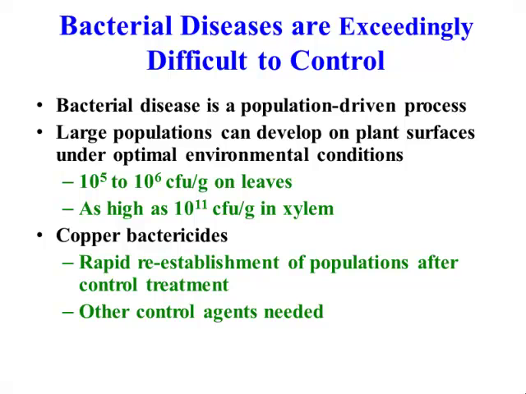Because the population sizes can be quite large. We can see 1 million bacterial cells per gram of leaf tissue, as high as 10 to the 11th, which is an astronomical number of bacteria in the xylem fluid. So that's the water-conducting tissues of the plant. So these bacteria can build up quite large populations. These large populations then are what drives diseases.